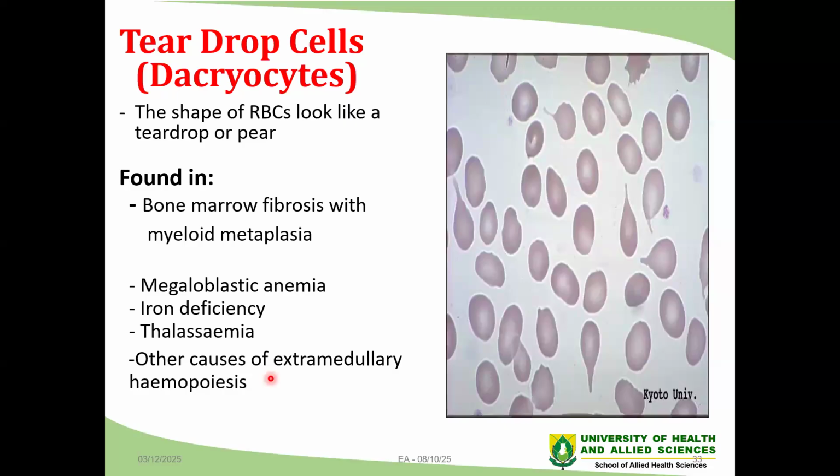Okay. So various conditions bring about suppression of the bone marrow. In this case, we are looking at fibrous tissue occupying or displacing hematopoietic tissue. That could also result in the presence of these teardrop cells. And then, of course, you also have megaloblastic anemia, iron deficiency, and thalassemia. We may also find them in conditions when hemopoiesis is not happening in the bone marrow, but happening elsewhere in other tissue.